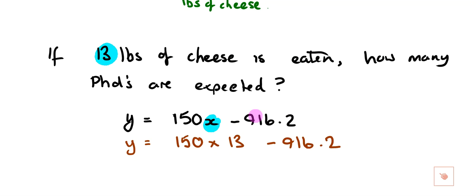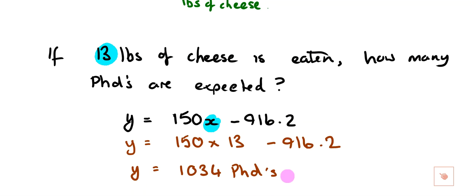And what do we get as our final answer? Do we agree with David's answer? We get y equals 1033.8, so we just do 1,034. Why can't I do 1033.8? Because PhDs are a physical thing, so we have to have a whole number. They can't be broken.